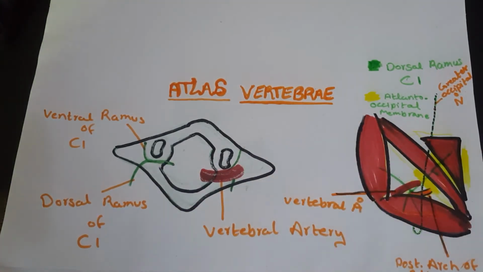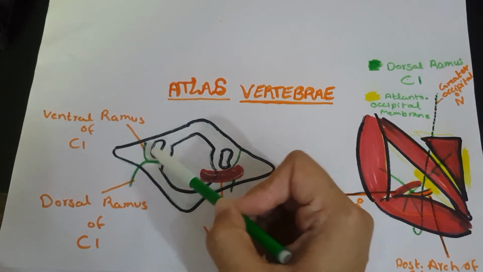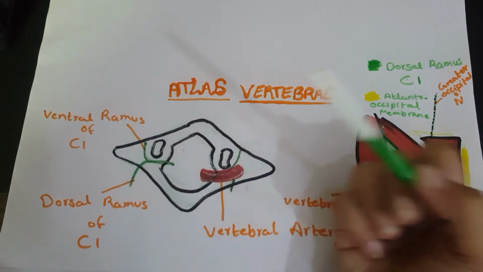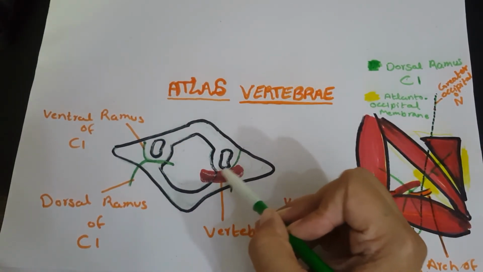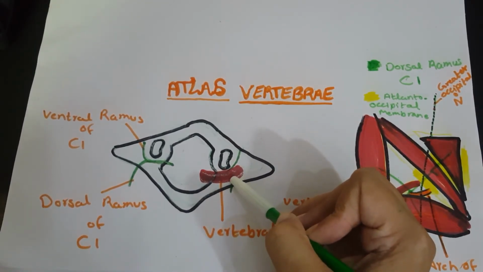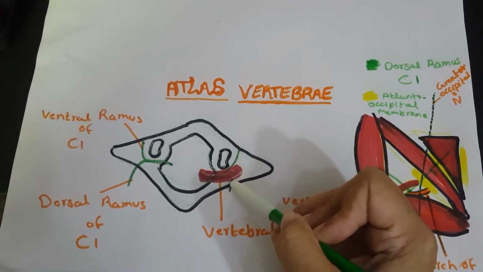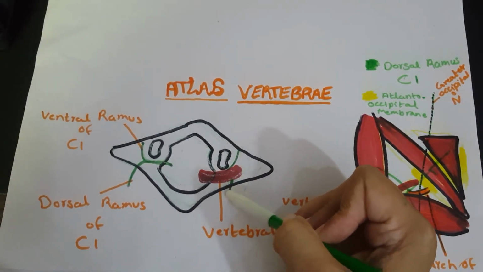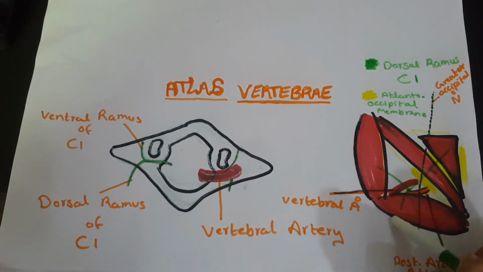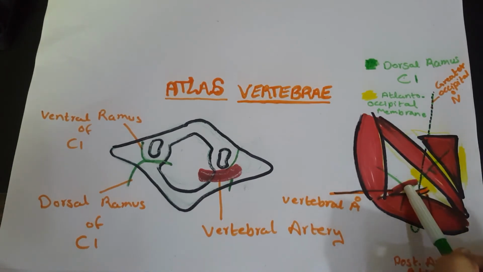As you can see in the diagram, C1 divides into dorsal ramus and ventral ramus. Dorsal ramus basically emerges between the vertebral artery and posterior arch, as you can see over here. This is the dorsal ramus of C1, and this dorsal ramus of C1 soon divides to supply suboccipital muscles. So over here, this is again the vertebral artery. This is the posterior arch of atlas vertebra, and this is the dorsal ramus of C1.